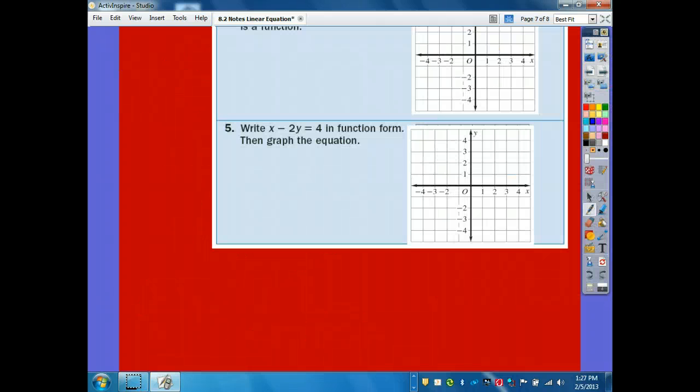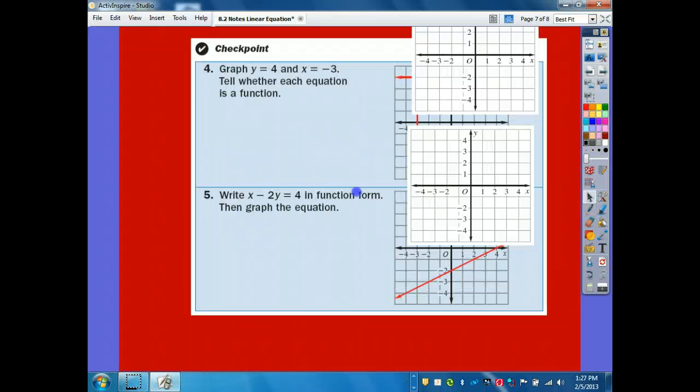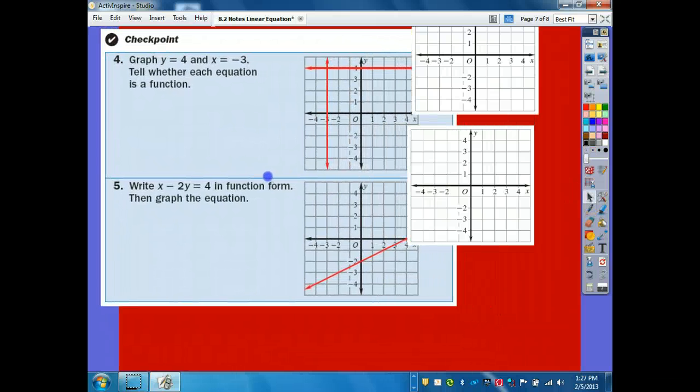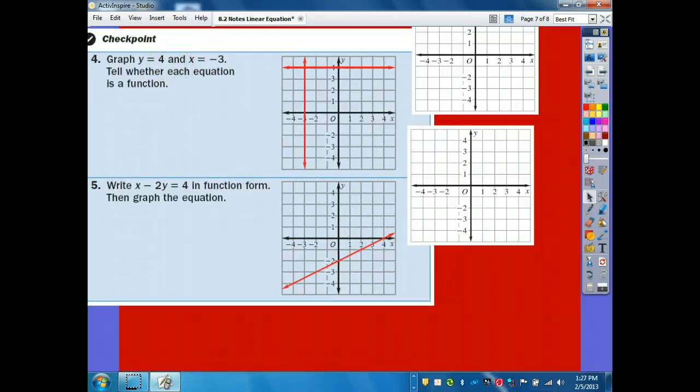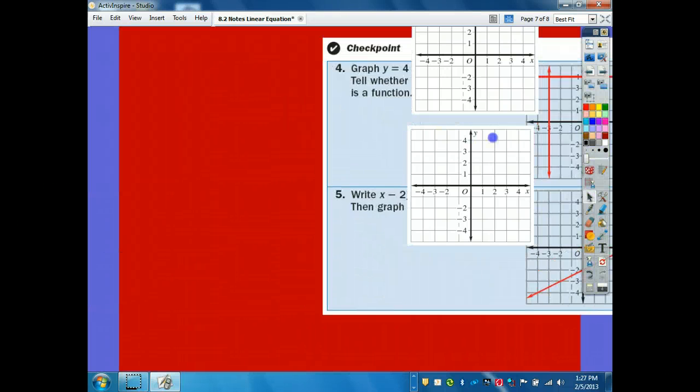Next one. All right, we don't need to. We already reviewed these. A y equals 4. Is that the horizontal or the vertical one? Y equals 4. Vertical or horizontal? Horizontal. Run it. Right there. X equals negative 3. Right there. All right, let's get those out of the way and go to the fun stuff again.